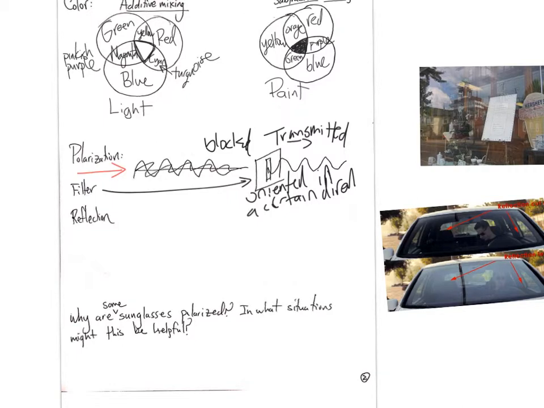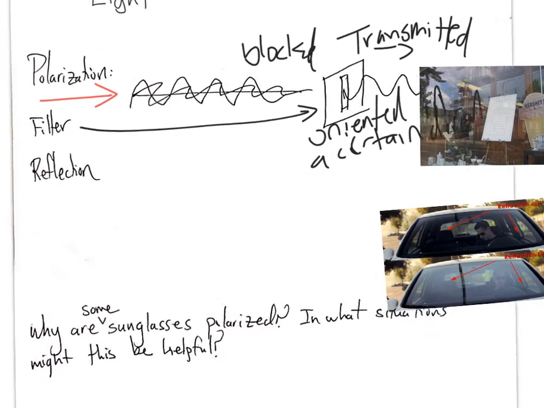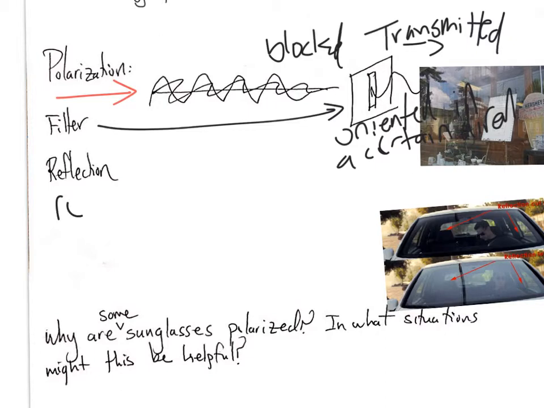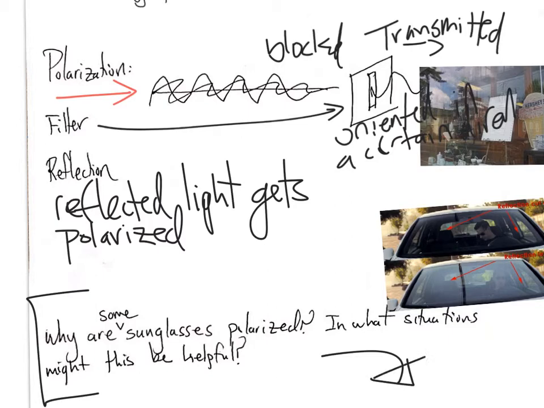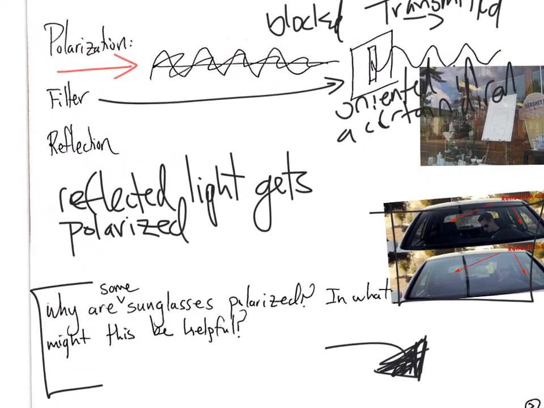So what can we say about reflection? We can say that reflected light gets polarized. So I ask a question: why are some sunglasses polarized, and in what situations might this be helpful? If you look at the video below, there's something about polarized sunglasses and fishing. It's just about a minute. You should watch it. It's pretty cool. We also use them for driving, or people that are out on the water skiing, or something like that. Okay, thanks.